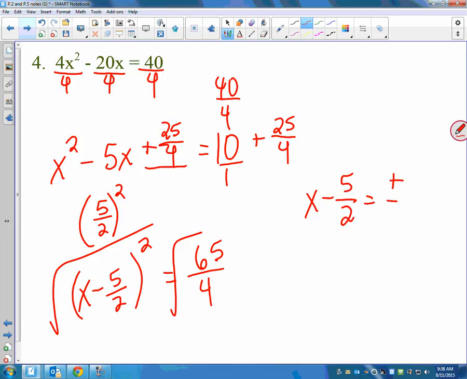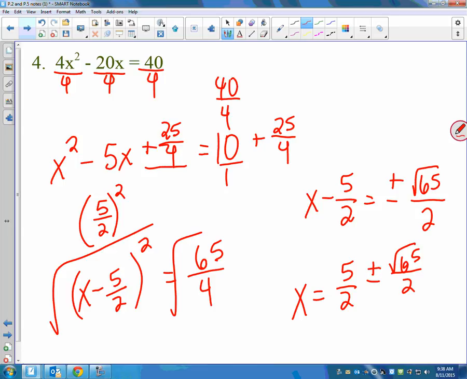And what's really nice also, when you take the square root of a fraction, you can just take the square root of the top and the square root of the bottom. Square root of 65 is not a nice number, so we're just going to leave that as the square root of 65. But what is the square root of 4? 2. Which means when I add that over, I actually even have a common denominator if you wanted to put it together, and it would match so nicely. But we could say that that's 5/2 plus or minus the square root of 65 over 2, which is a perfect answer.